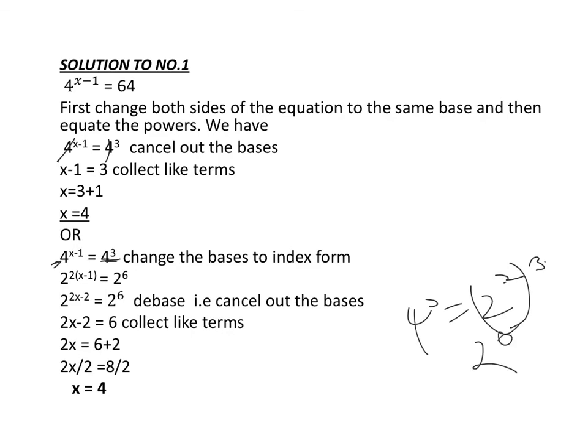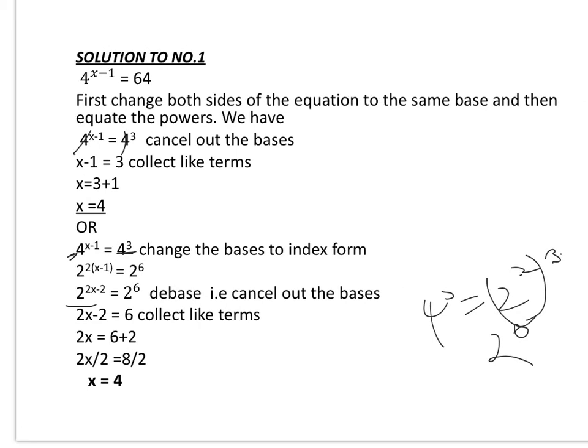So we have that 2 raised to power 2x minus 2 is equal to 2 raised to power 6. Cancel out the bases, you have 2x minus 2 is equal to 6. So we have 2x equal to 6 plus 2. 2x is equal to... divide both sides by 2. You have 2x over 2 is equal to 6 plus 2 is 8. So 8 over 2, you have x equal to 4. And it's the same answer we got before, x equal to 4.